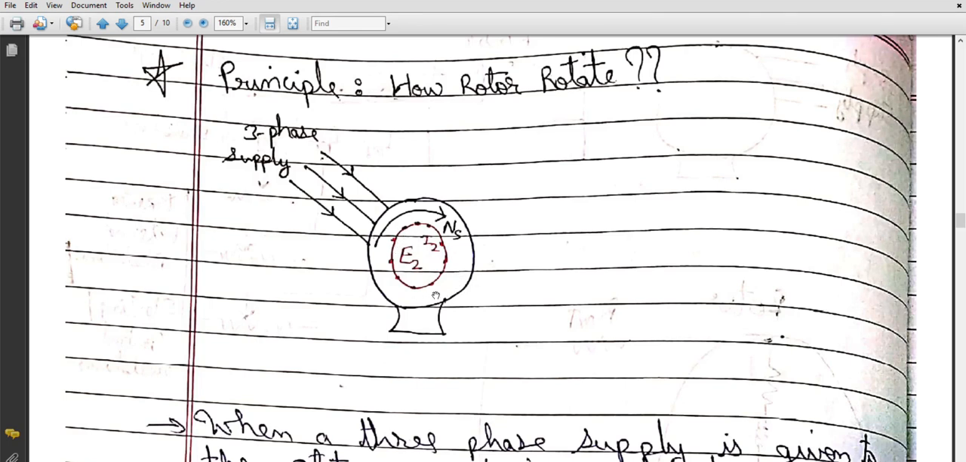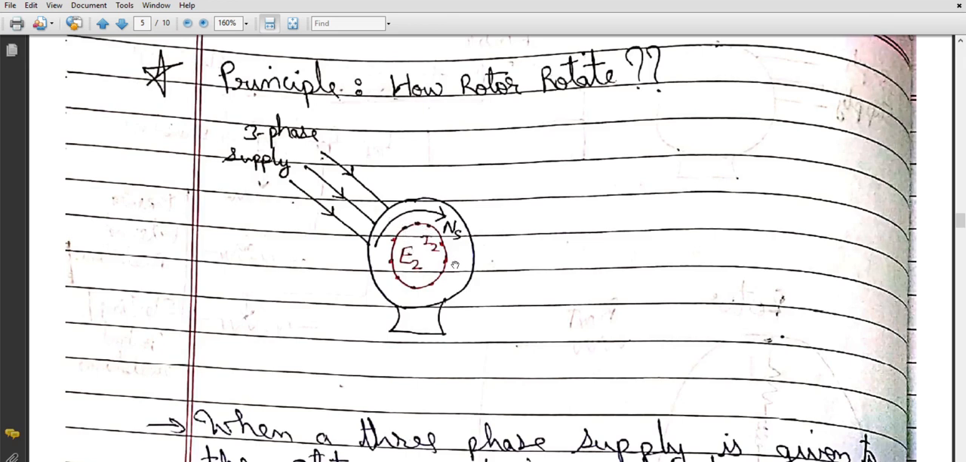Why? Because this rotor has to follow Lenz's law. And what does it say? Lenz's law says there is an opposition to the very cause. What is the cause of generation of this I2 and of this torque? The cause is the flux linkage, the relative speed between the stator field and the rotor speed.